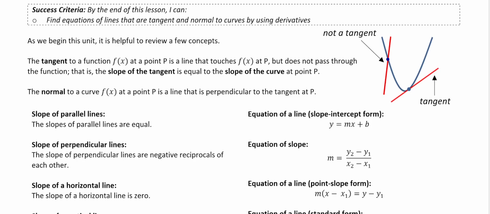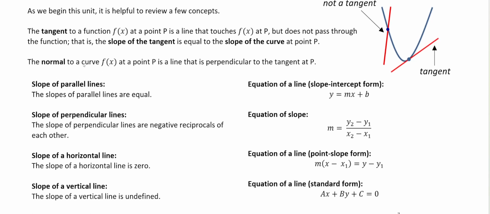So we've talked enough about what a tangent is and what a tangent is not, but a tangent obviously has to pass through a point and have the slope of the curve at that point, right? For example, this passes through a point, but is not considered a tangent because it does not have the slope of the curve at that point.